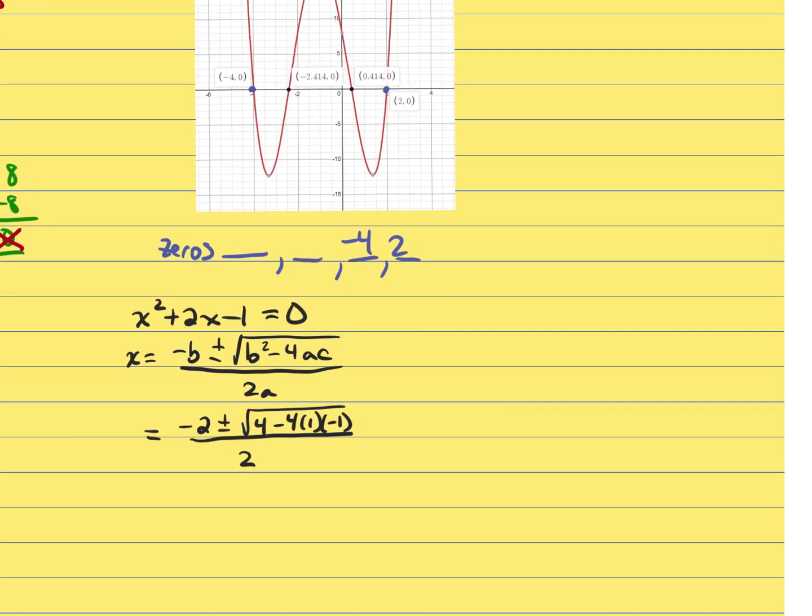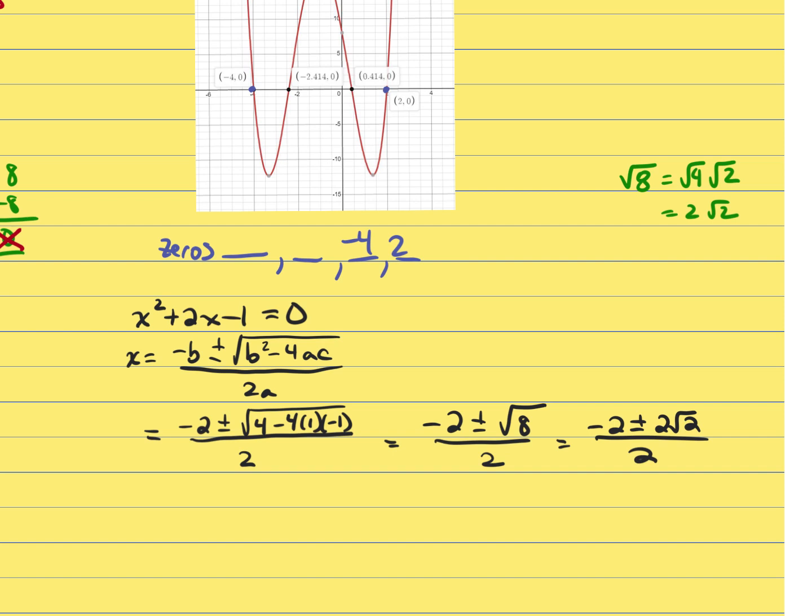So if I simplify under the root, I'm going to get -2 plus or minus square root of 8, because you have -4 times 1 times -1, over 2. Now root 8 simplifies as root 4 root 2, so it's 2 root 2. So I get -2 plus or minus 2 square root of 2 all over 2. Now this 2 in the bottom, I can simplify, just divide everything by 2. So I get -1 plus or minus square root of 2. So my other 2 missing zeros are -1 plus root 2, -1 minus root 2.